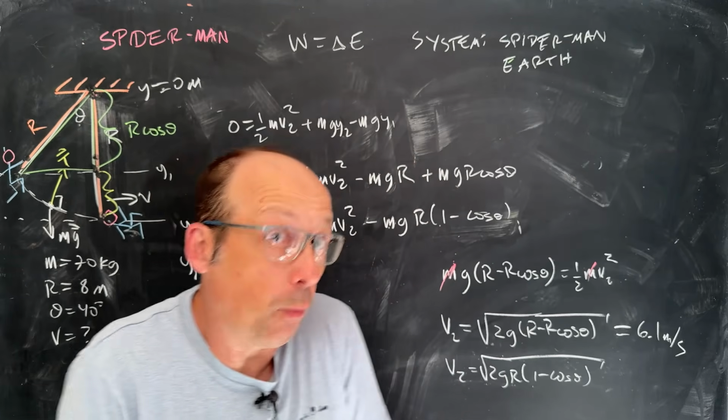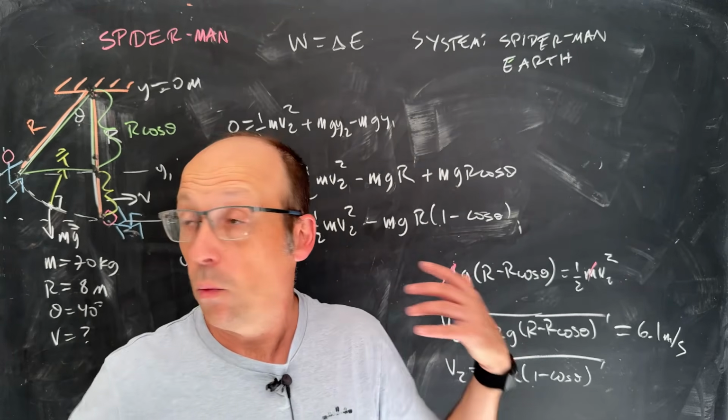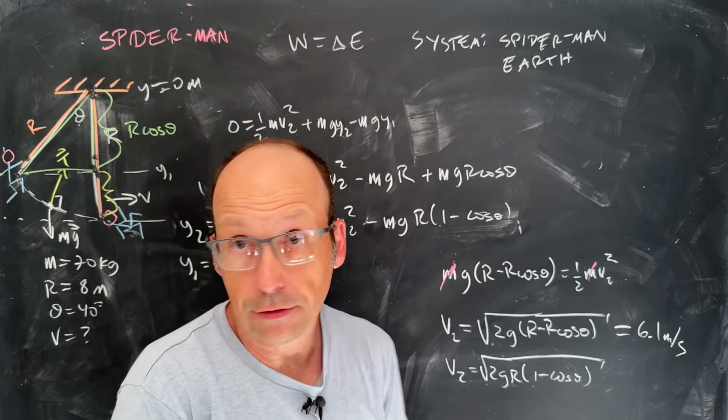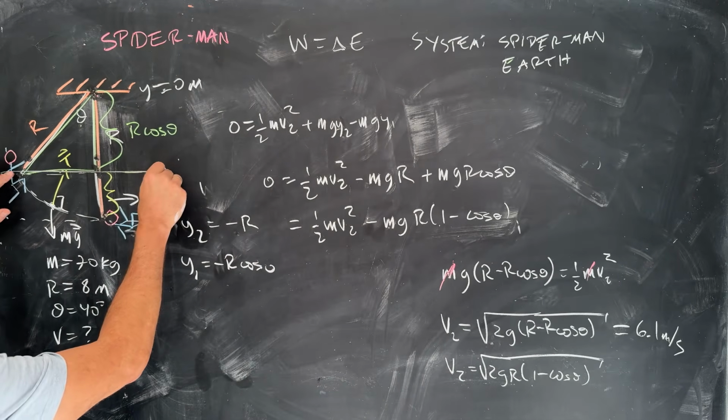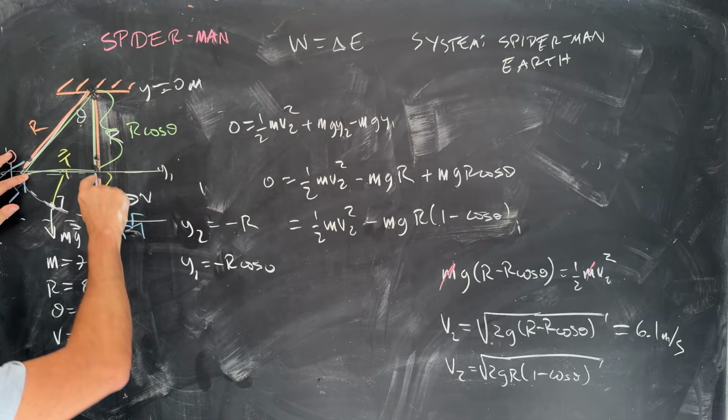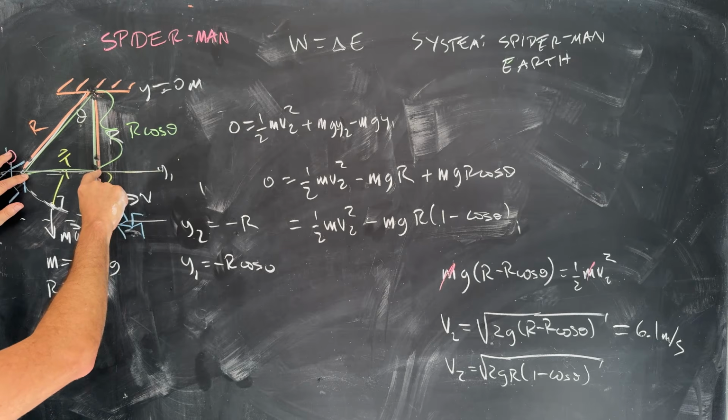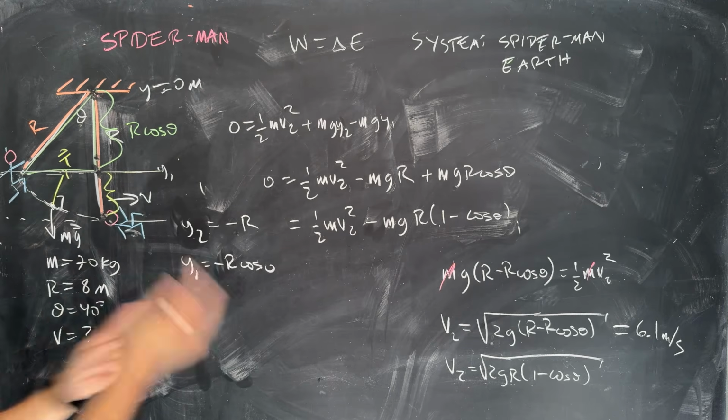So it doesn't matter where you pick your y equals 0. One way may seem better than the other, but it doesn't really matter. You could pick this as y equals 0. That'd be fine too, and then you'd have to find this value. It'd be the same thing, just negative, and you'd switch the order, so it's fine.